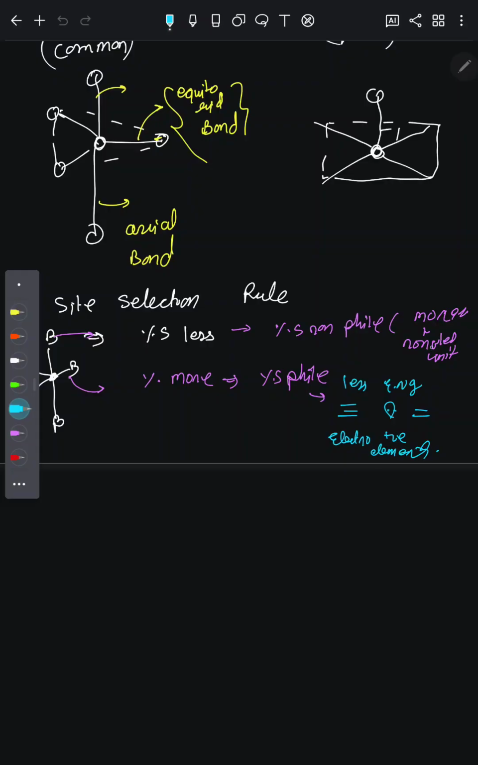So this tendency of the electronegative group or electronegative element to occupy the axial position is called apicophilicity. So apicophilicity is the tendency of an electronegative element to occupy the axial position. If we write the order of apicophilicity, fluorine will be more than chlorine, then bromine, then oxygen or iodine. So this is the order of apicophilicity.